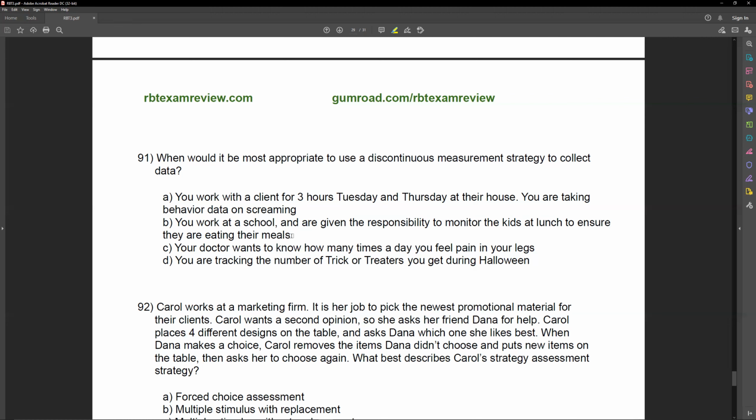So B is our best answer, okay? Where you've got multiple kids, multiple students, okay? You're not tracking every instance of something happening. It's just not going to be possible with multiple kids, okay? You're discontinuously monitoring how often they're eating their lunch. Are they eating their meals? Yes or no?